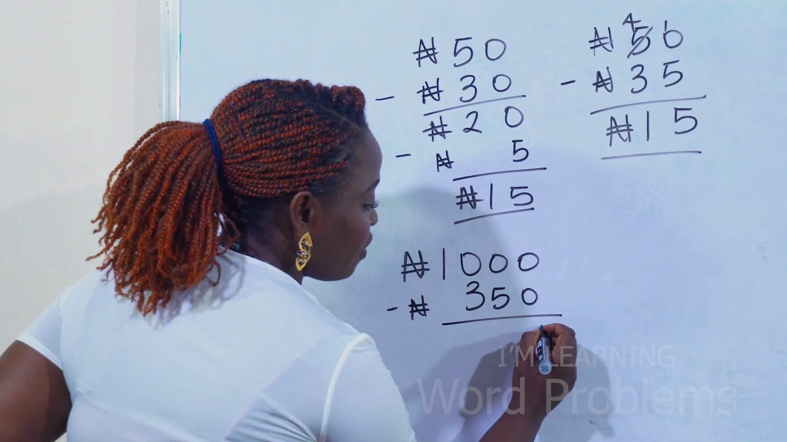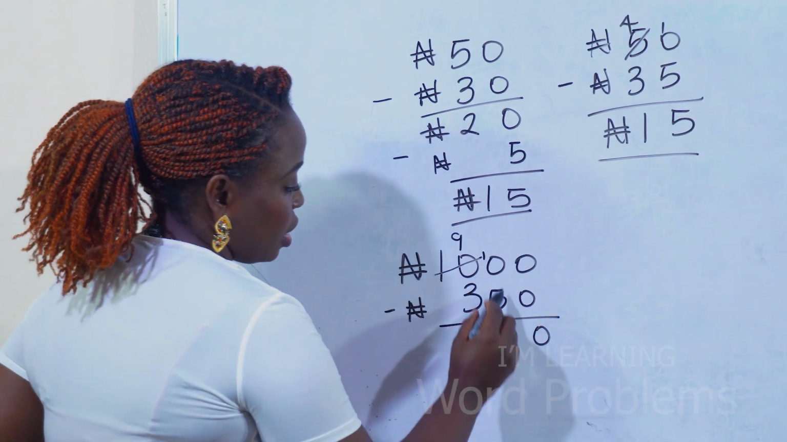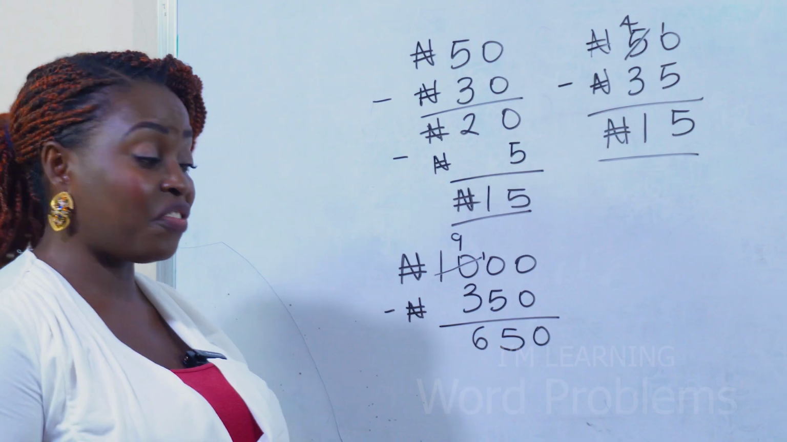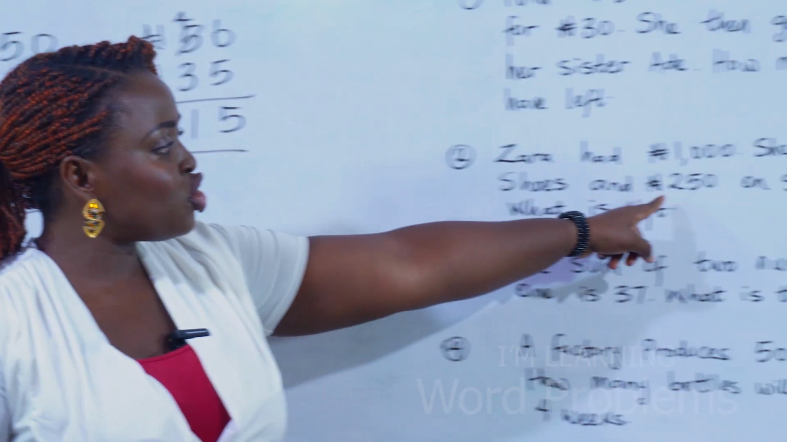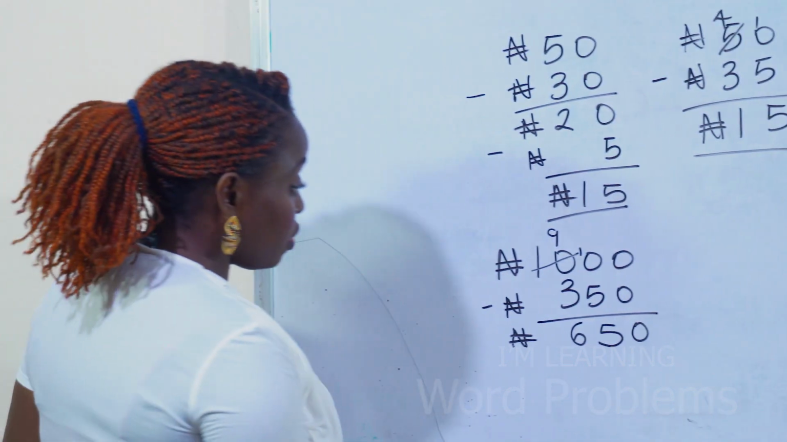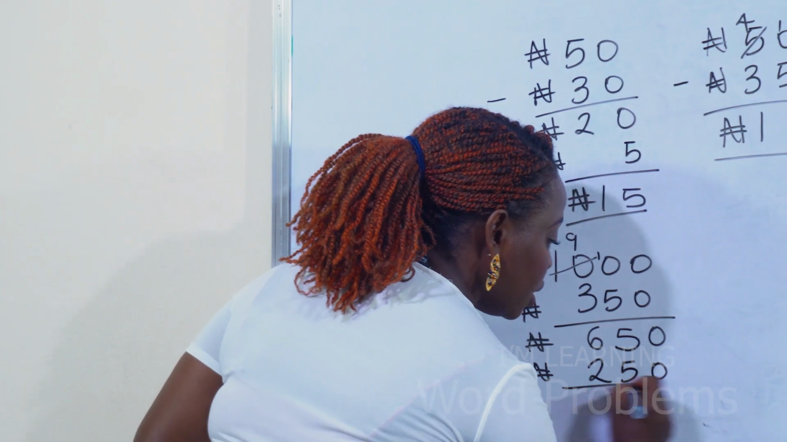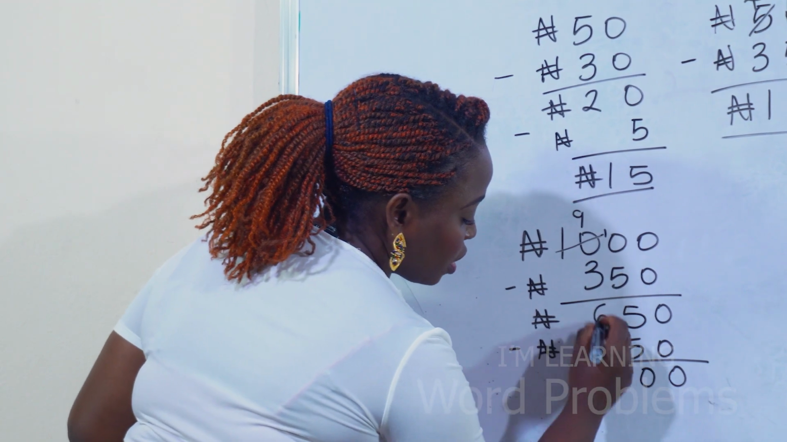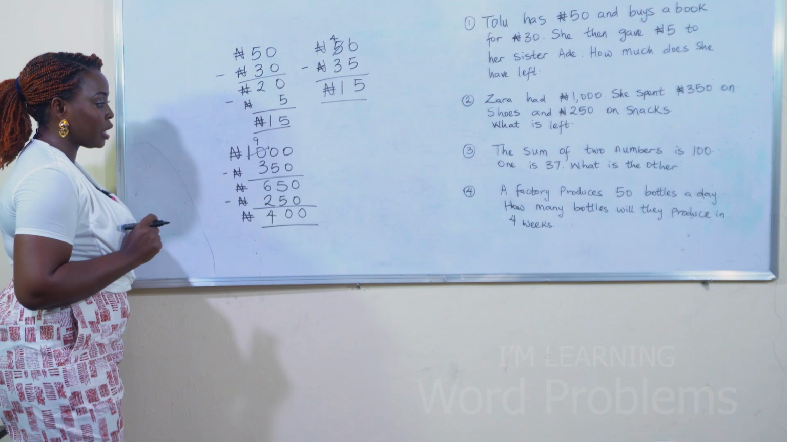So let's see how much she had left after she spent that on shoes. So we have 10 minus 3... So basically she had 650 naira left. But was she done? No. She then spent 250 naira on snacks. She must love snacks. So we're going to take away 250 naira. 0, 5 minus 5 is 0, 6 minus 2 is 4. That means Zara ended up with 400 naira.